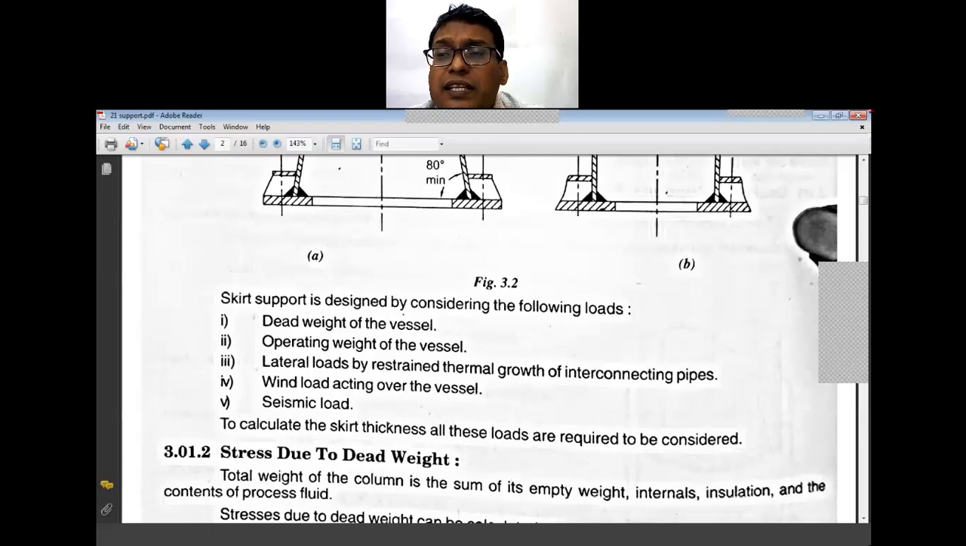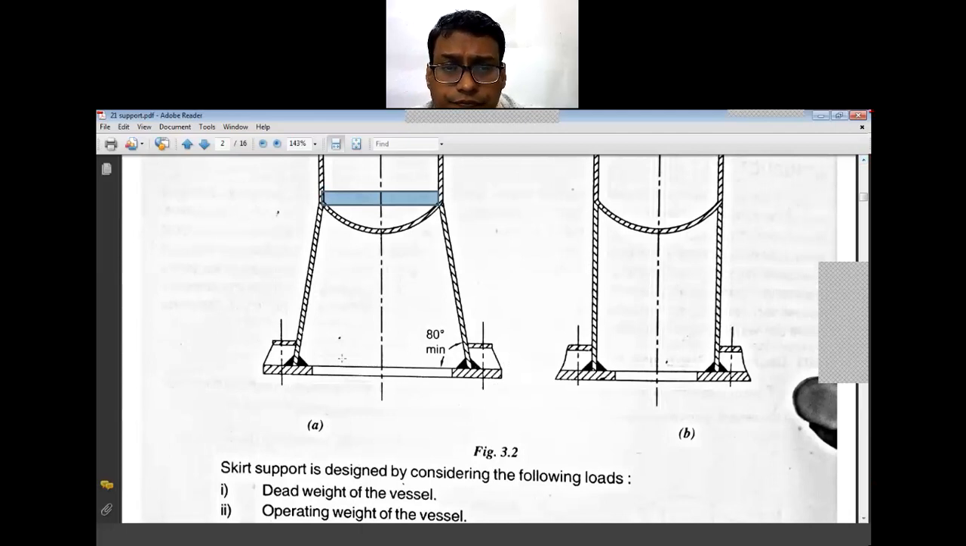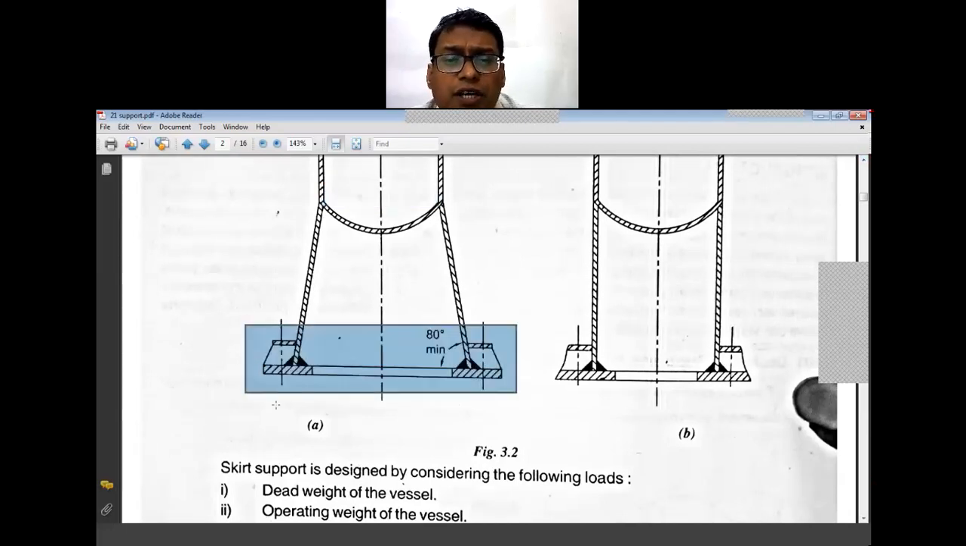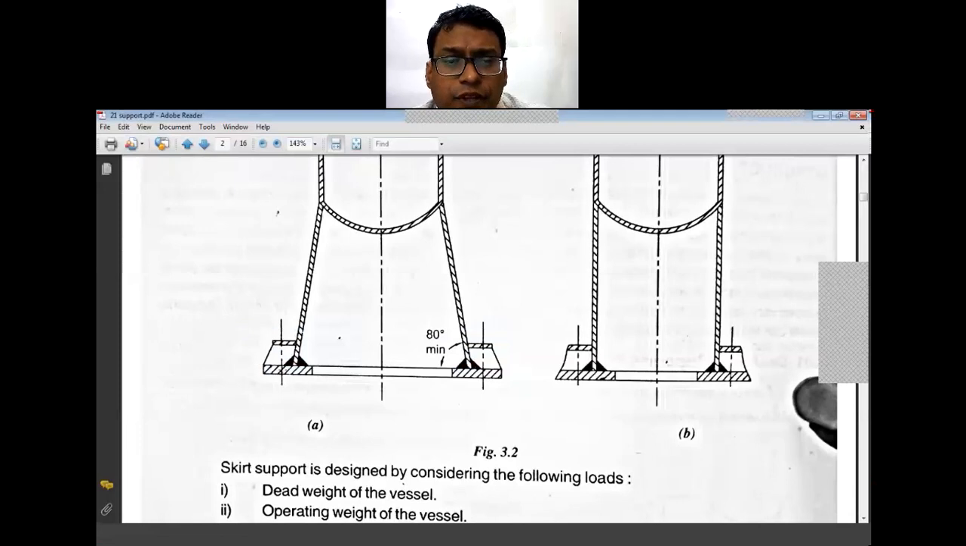Now if you see this skirt support, at the bottom there is a concrete foundation, and on that concrete foundation the base ring and the backing plates are provided, which are attached with the anchor bolts. So anchor bolts are provided so that it should not get overturned, it should not get uprooted.